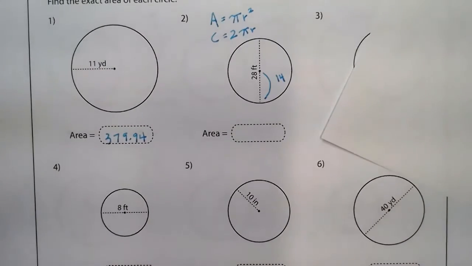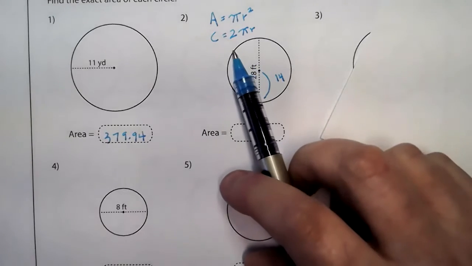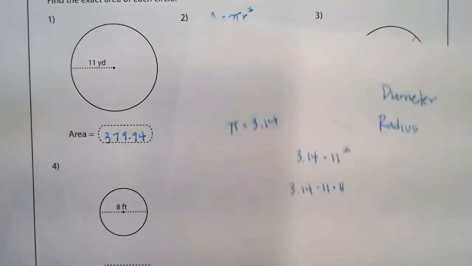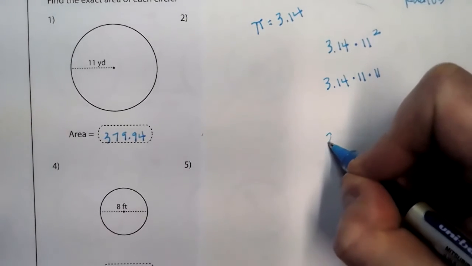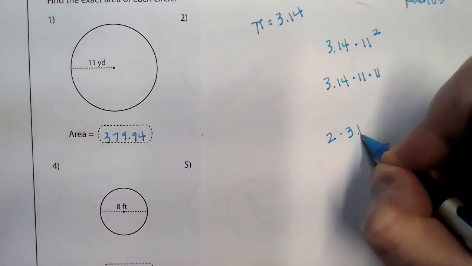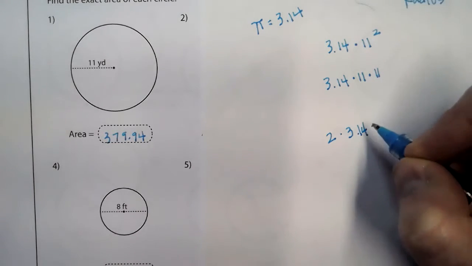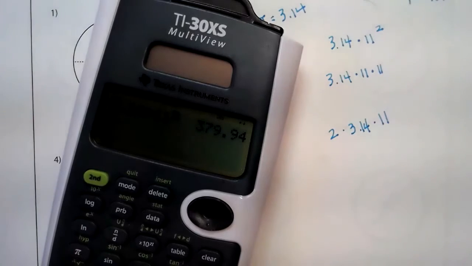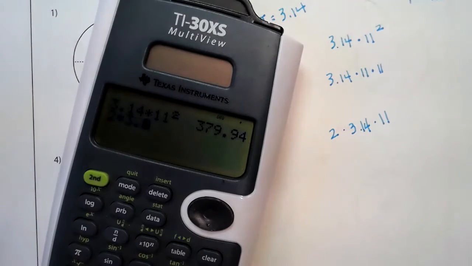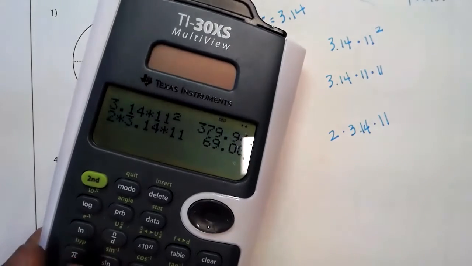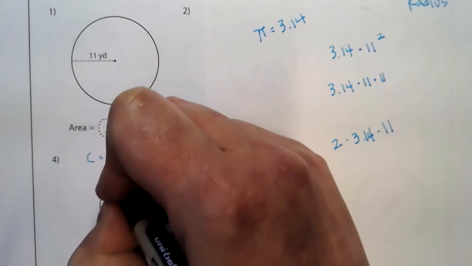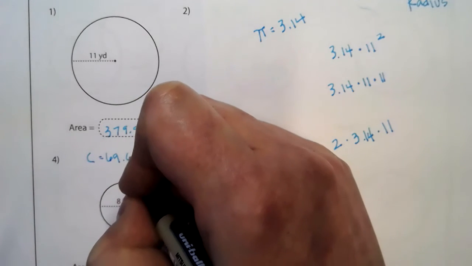Now we also want to find the circumference. And here the formula for circumference is 2 times pi times radius. So that just looks like 2 times pi times the radius of 11. And again, we just plug that into our calculator. 2 times 3.14 times 11. Our circumference is 69.08.